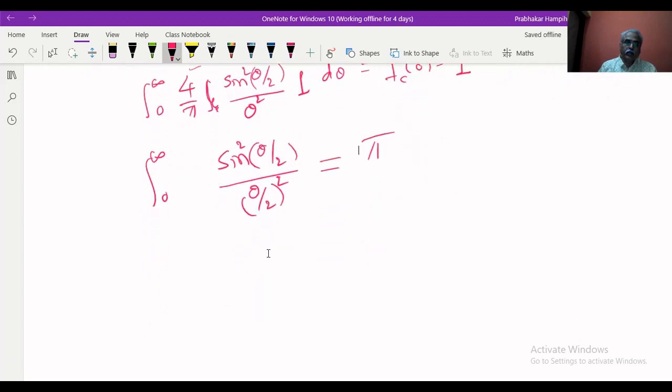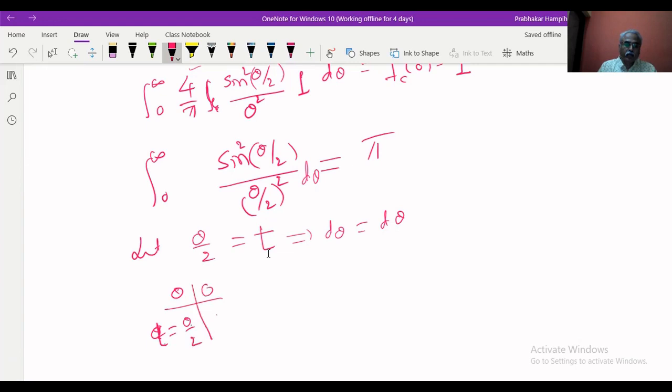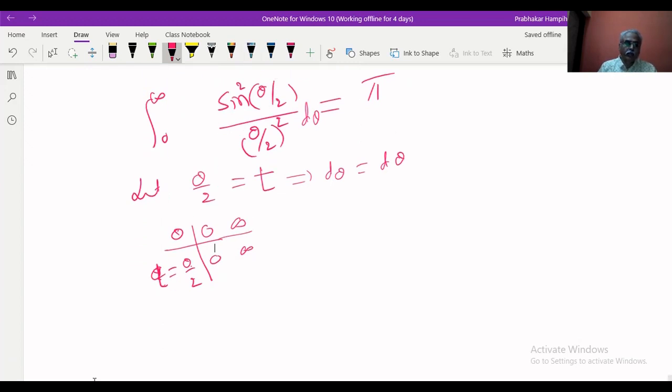Now what remains is this theta by 2, which you put as some t or some x. So here I'll take t. This implies that d theta is 2 times dt. Theta equal to 0 gives t equal to 0, and theta equal to infinity gives t equal to infinity. There is no problem; the limits remain the same.